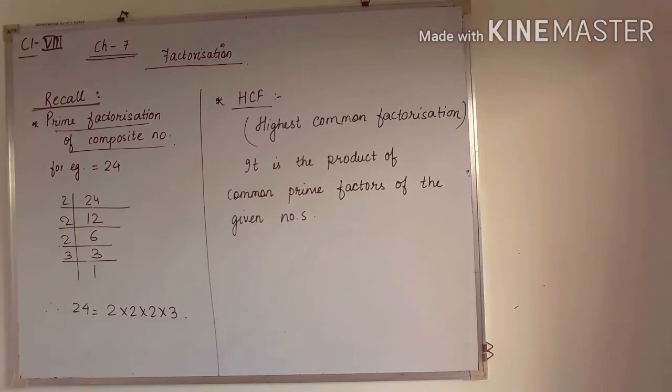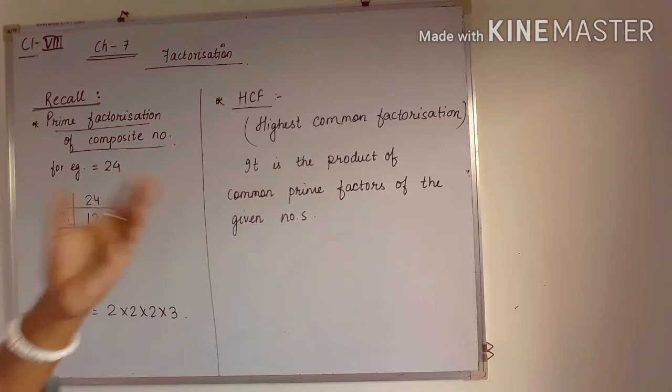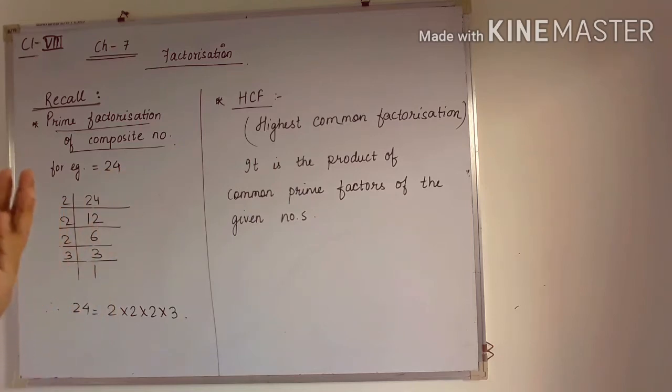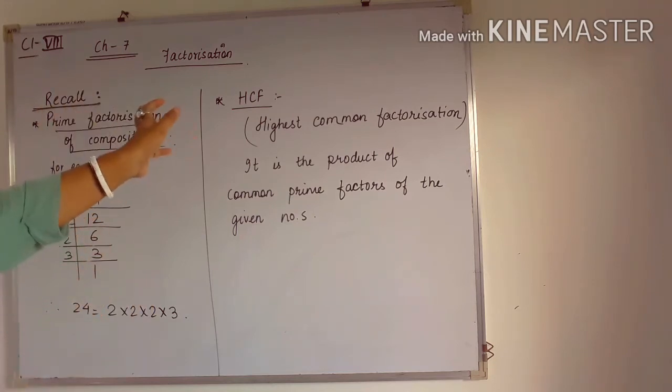And next topic is HCF, that is highest common factor. So what is highest common factor? If you are given two or more numbers, what will be their HCF? The product of the common prime factors is called the HCF. Suppose you are given two numbers. First of all, you do the prime factorization of the given numbers, and then you multiply the prime numbers which are common in both cases, and that will be our HCF.